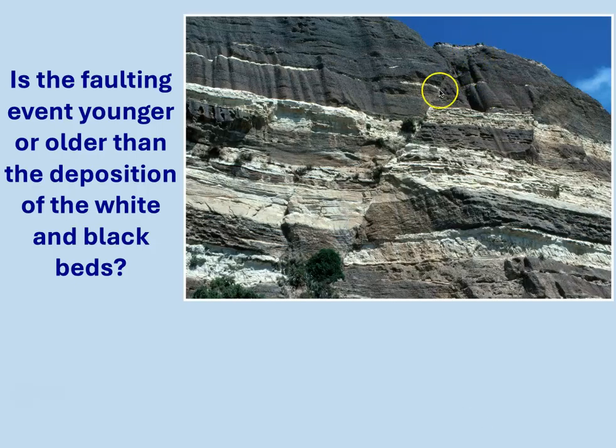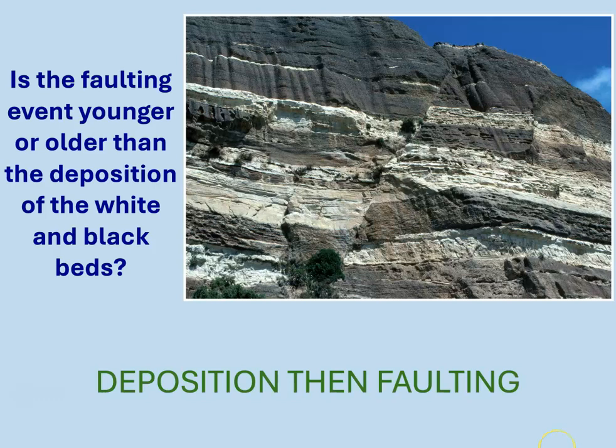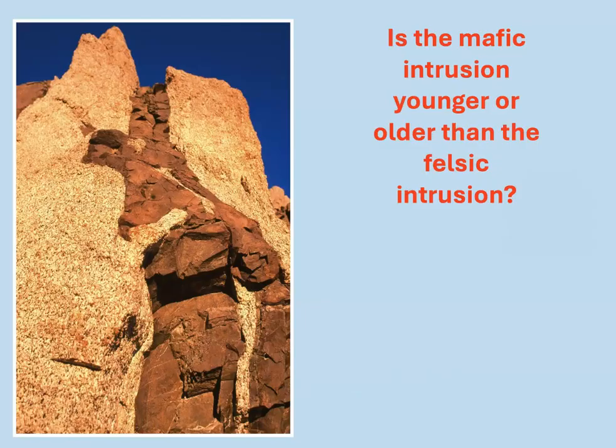Here's a fault that cuts across some rocks. Which one happened first, the faulting or the deposition of the rocks? You got it. First you have to deposit the rocks, and then you can fault them. Pause the video for a second and take a look at this fault and see if you can figure out what kind it is. It is a normal dip-slip fault.